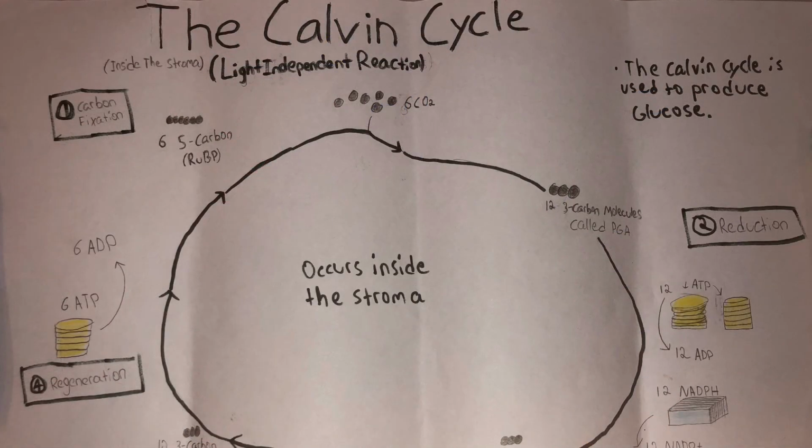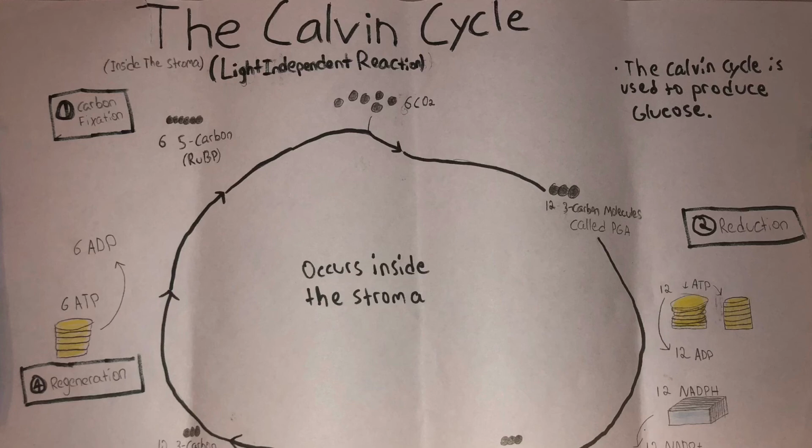The second part of photosynthesis is called the Calvin cycle. In the Calvin cycle, the first step is called carbon fixation, where 6 CO2 molecules enter the cycle and join with 6 5-carbon molecules called RuBP molecules, and from this, 6 carbon molecules are formed. Each of the 6 carbon molecules splits into 12 3-carbon molecules called PGA molecules.